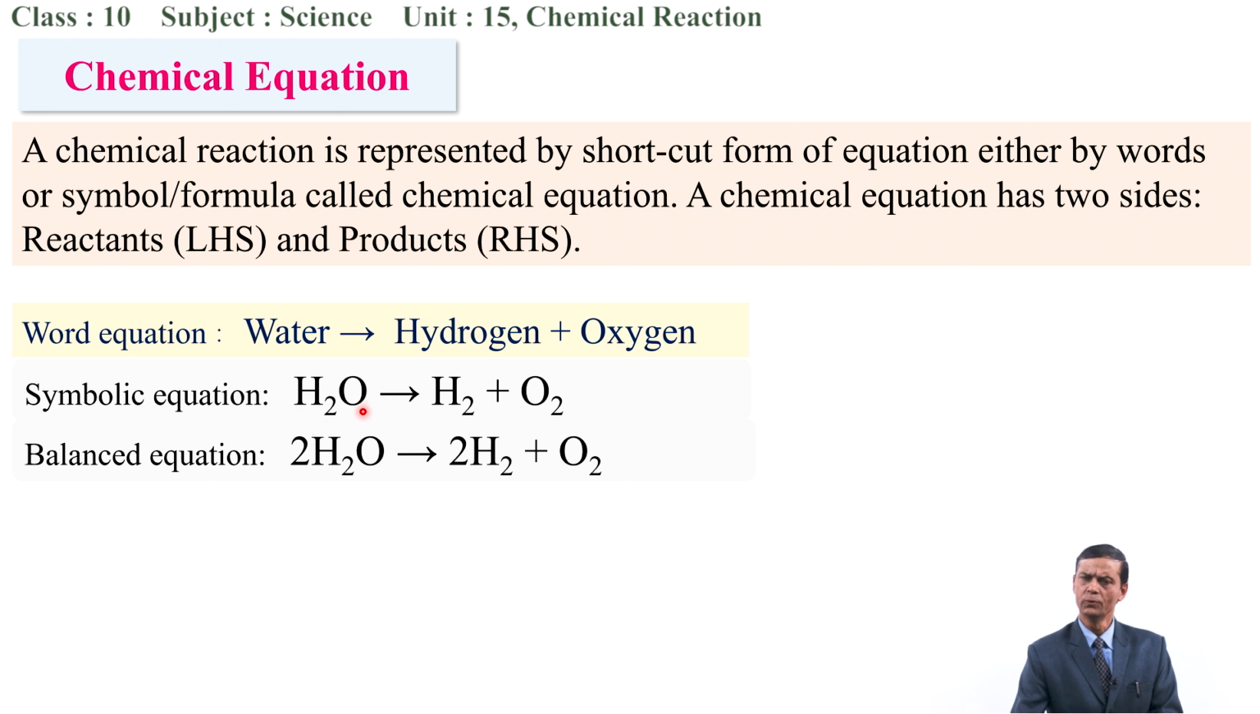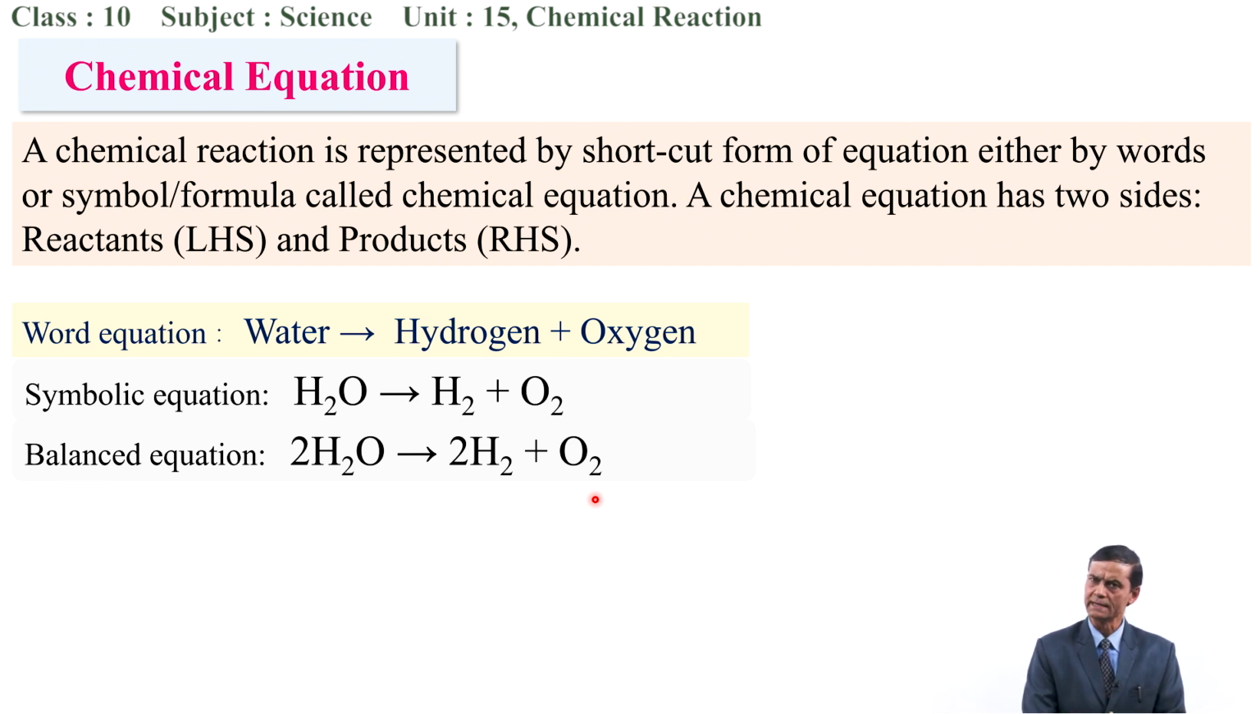H2O has a single O on the left hand side, and O is double on the right hand side. So to make it double, first of all we have to multiply the left hand side by 2, then oxygen will be balanced. And now hydrogen has increased. How many hydrogen atoms are there? 2 into 2, 4 hydrogen atoms. So to balance it, we have to write like this: 2H2O equals 2H2 plus O2. This is the balanced chemical equation.